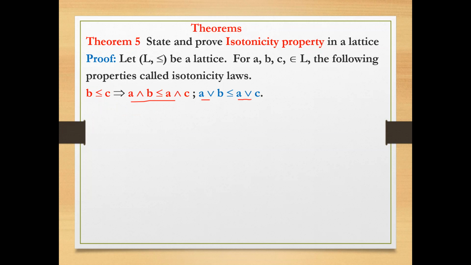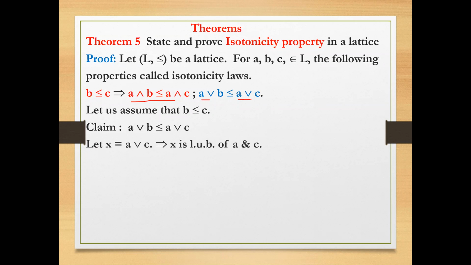Now we will prove this. How is it possible? So let us assume B is less than or equal to C. Claim, firstly we are proving for the join. Claim A join B is less than or equal to A join C. For this, let us suppose this value is X. Let A join C is equal to X.